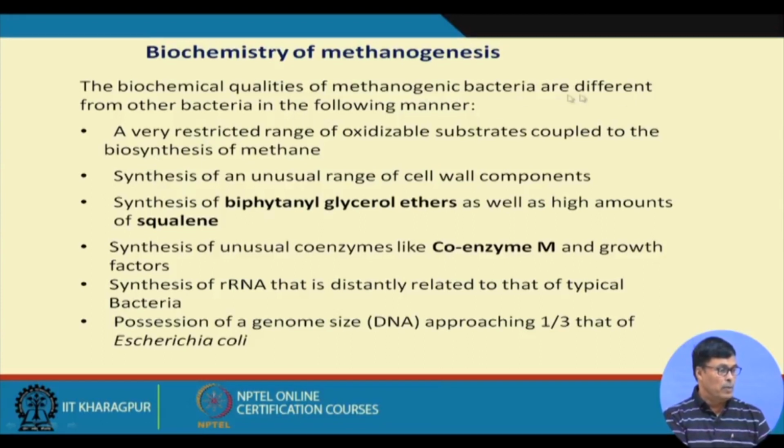The biochemistry of methanogenic bacteria is different from other bacteria: a very restricted range of oxidizable substrates coupled to the biosynthesis of methane, synthesis of an unusual range of cell wall components, the synthesis of biphytanyl glycerol ethers as well as a high amount of squalene. There is also the synthesis of the unusual coenzyme M. I told you this is the typical coenzyme M present in the methanogens, and some growth factors are also required.